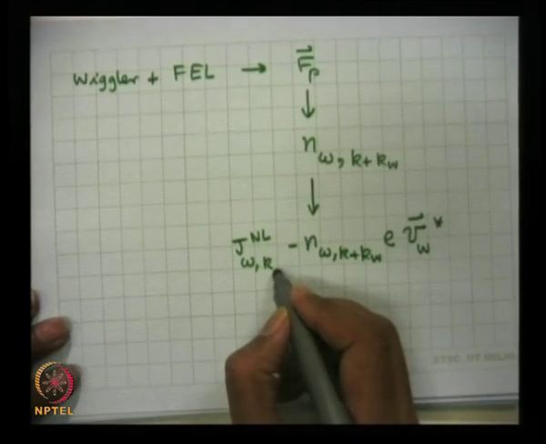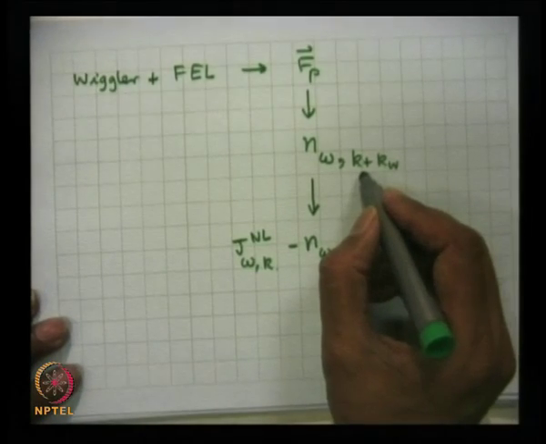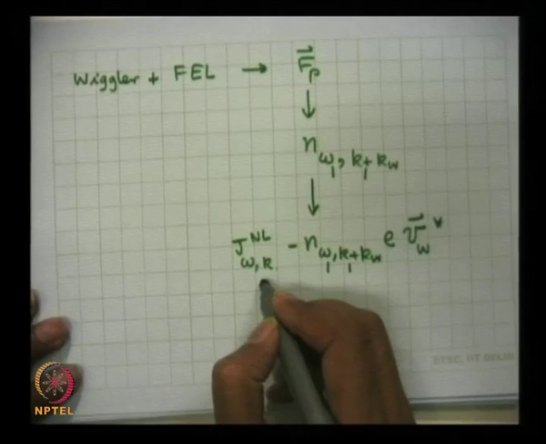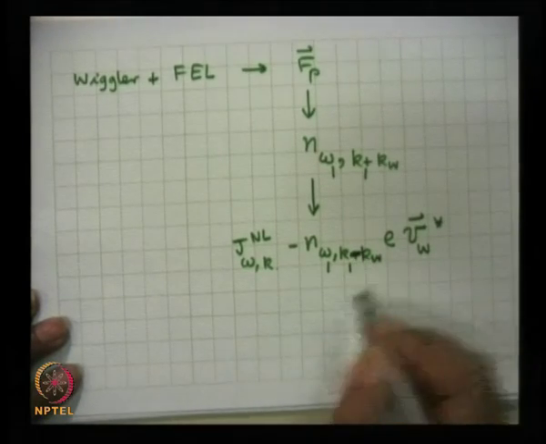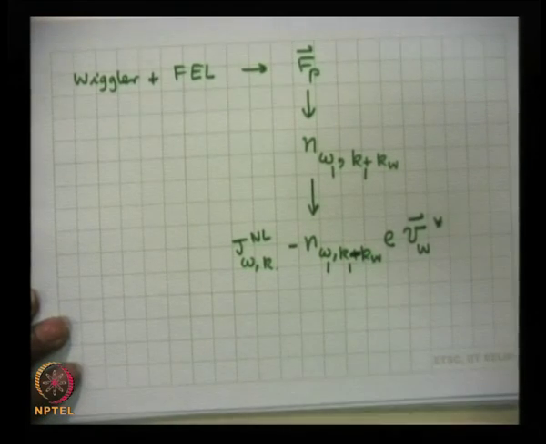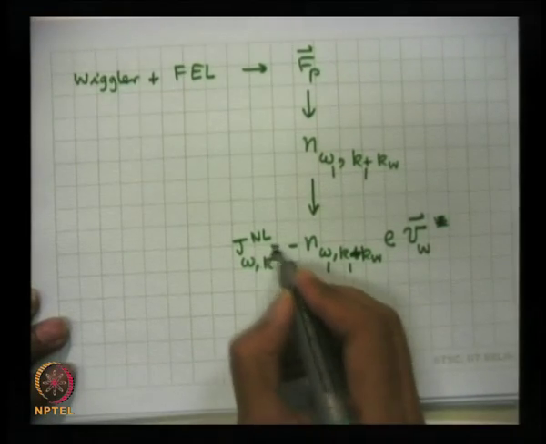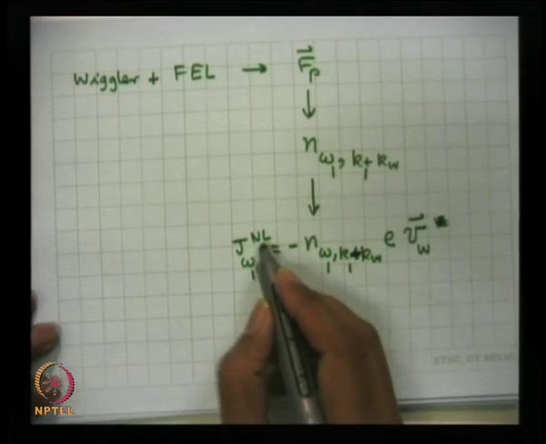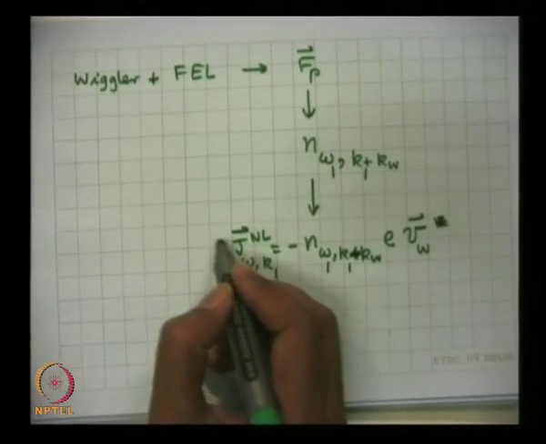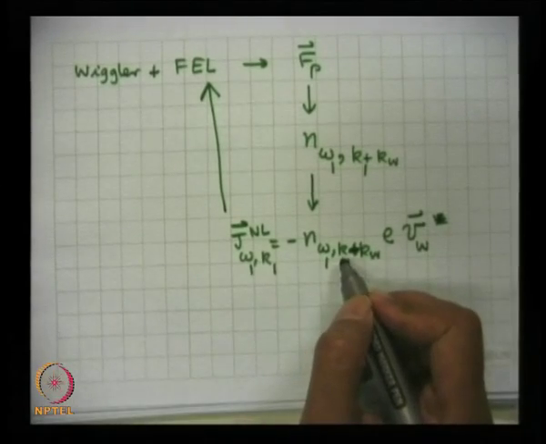So, this is k1 and omega 1 here, omega 1 k1 there, and this is k1 plus kw, not the complex conjugate, this is the same thing, and this produces a nonlinear current at the frequency and wave number of the radiation, and that drives this. So, that is the interesting thing in here.